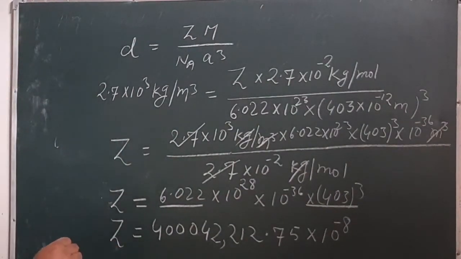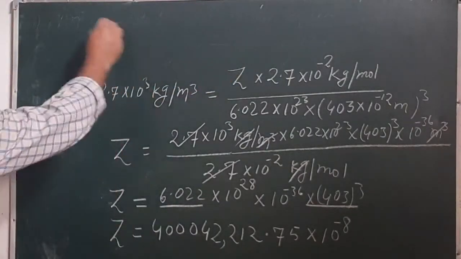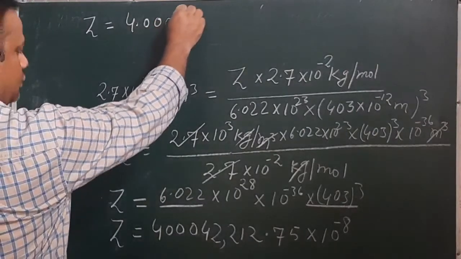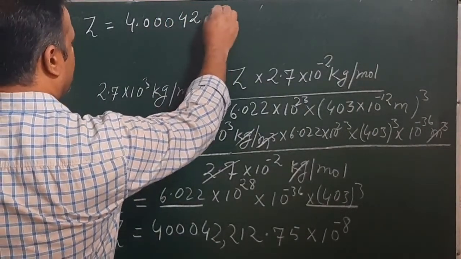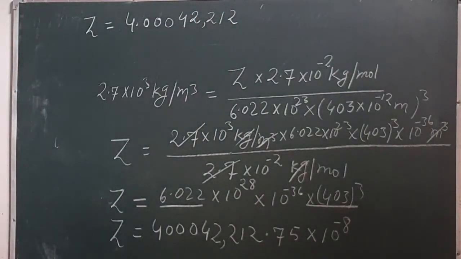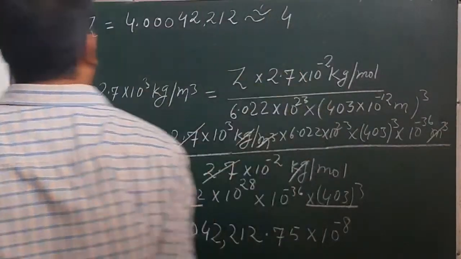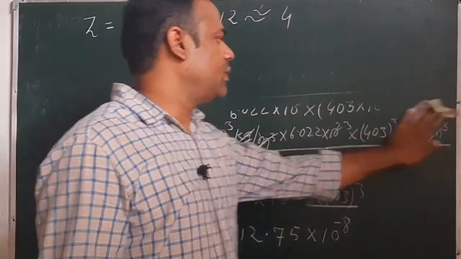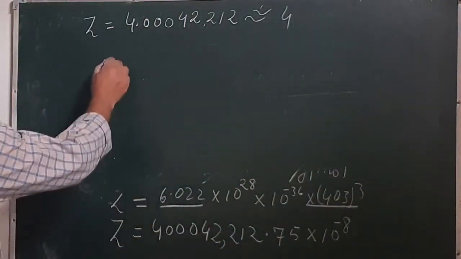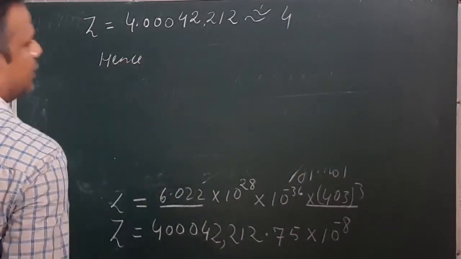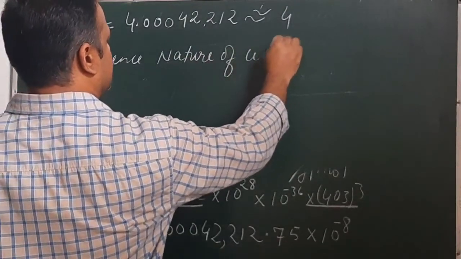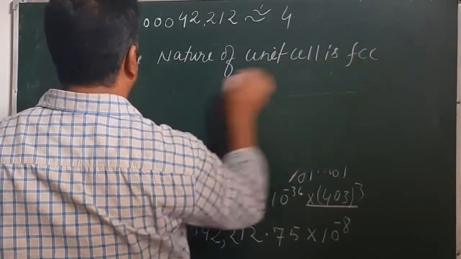From here we can write Z equals to 4.0004212, and that will be approximately, we can write it is 4, because we can see that up to the third position after decimal there is no digit, so it will be equal to 4. 4 means we know that whenever the number of atoms per unit cell is coming 4, it is definitely FCC. Hence the nature of unit cell is FCC, face centered unit cell.